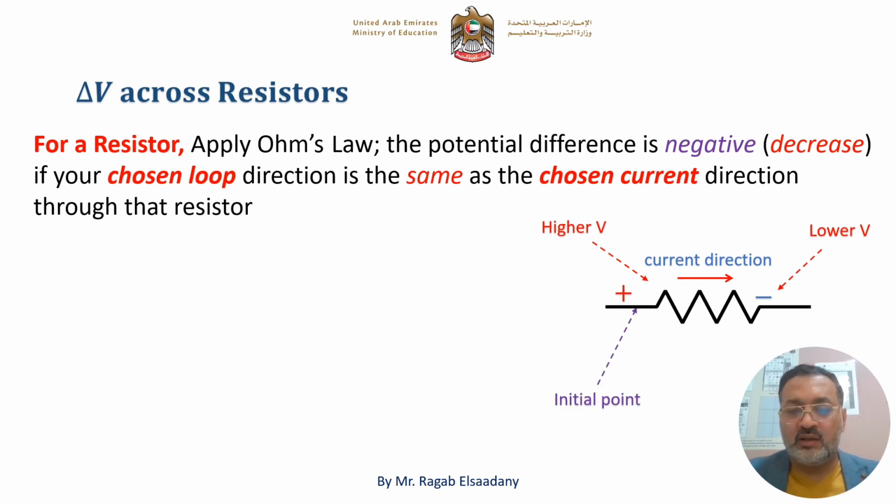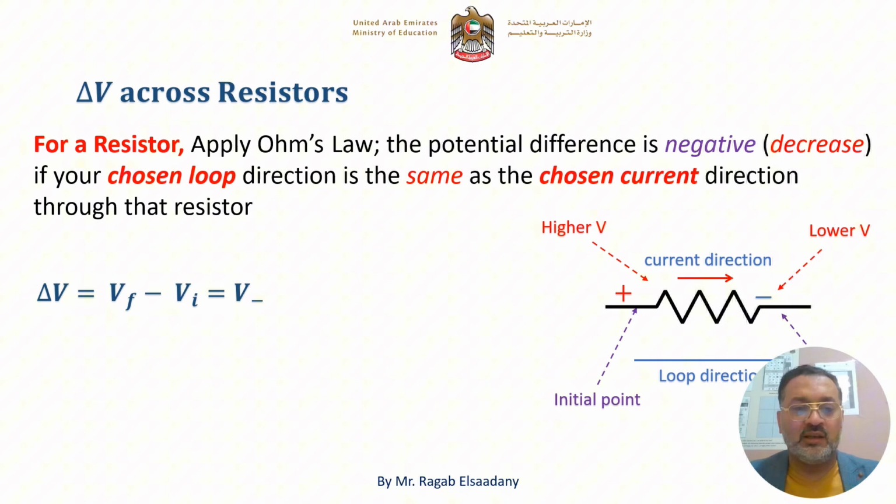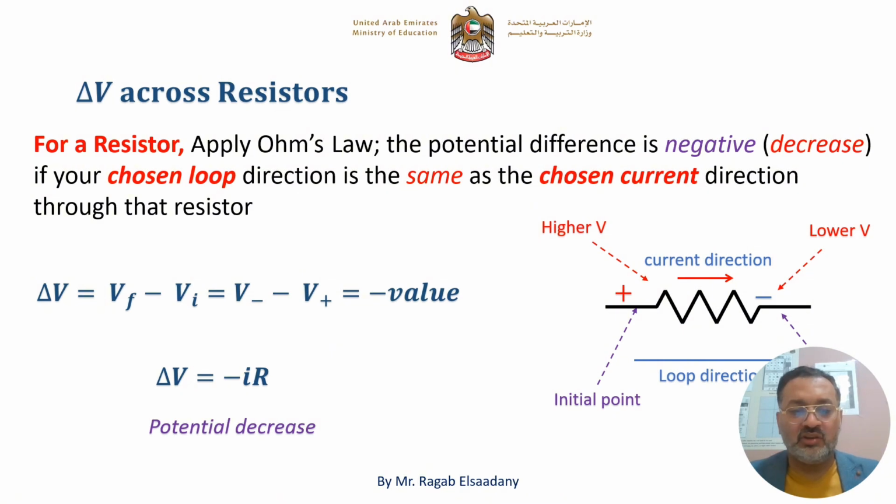If we take the loop from left to right, then the loop direction will be to the right, in the same direction as the current. So delta V will be V final minus V initial, negative minus positive. So the value will be negative. Then delta V, by applying Ohm's law, is equal to minus IR, and the potential decreases.